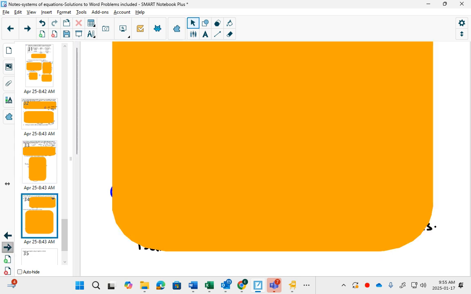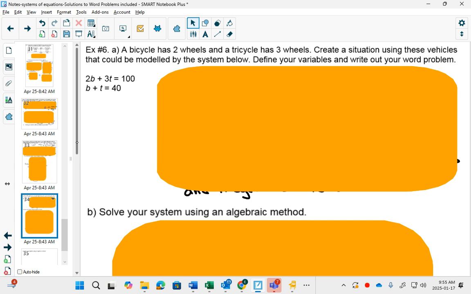And the last question. A bicycle has 2 wheels and a tricycle has 3 wheels. Create a situation using these vehicles that can be modeled by the system below. So really, a boring one would be that bicycles plus tricycles equals 40, and the total number of wheels is 100. That's the boring part of the equation. Now we'll be a little bit creative.